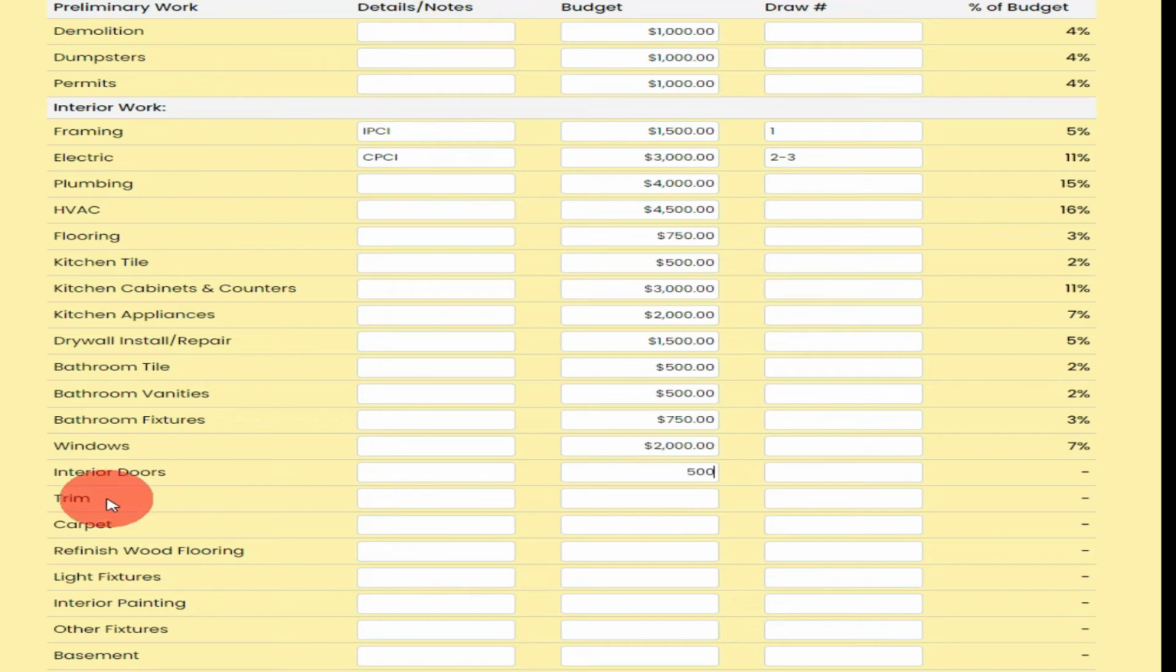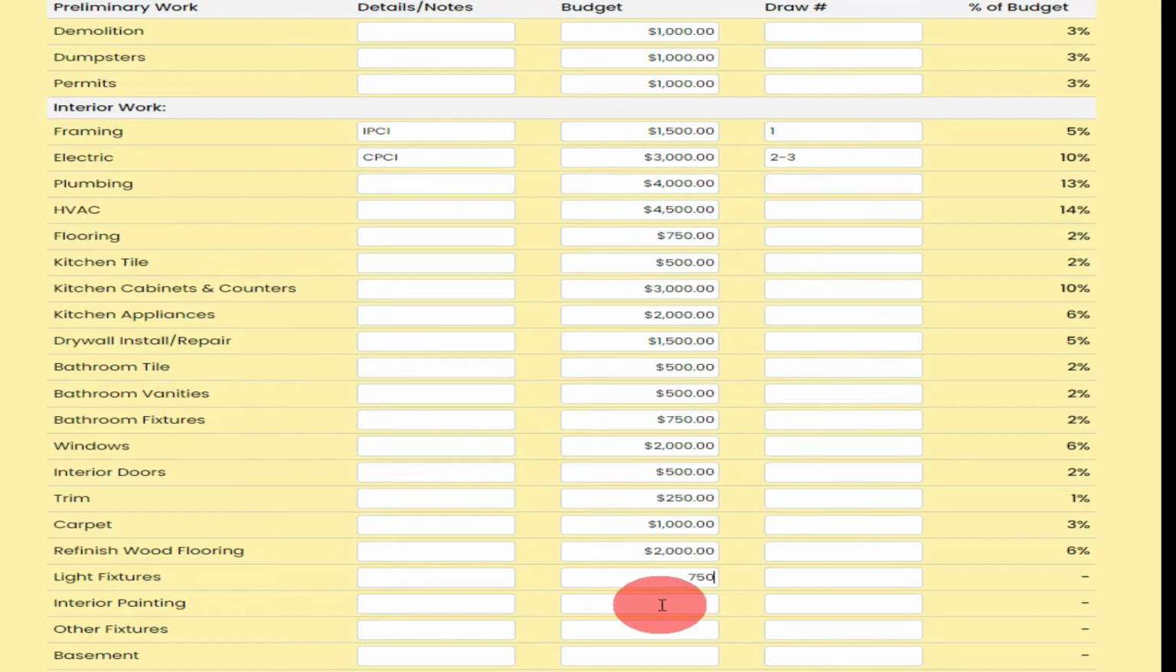Let's say we need to do some trim. How about we want to put up some crown molding? Let's say that's about $250 on the material. My carpet guy is usually material and labor, so I'll say he's charging me $1,000 to install the carpet. Let's say I'm getting the floors refinished. Let's say that's $2,000. Let's say I'm buying all my light fixtures myself. Let's say I budget $750 for my light fixtures.